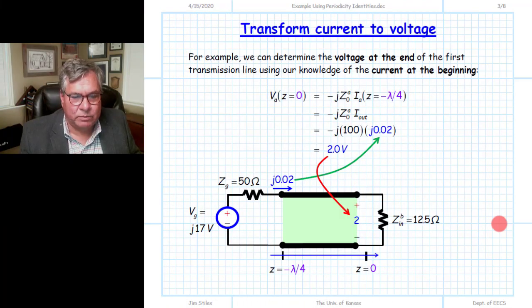So this is how we would apply this identity. We know at this location on the transmission line what the current is, what our total current is at this location. It's j0.02 amps.